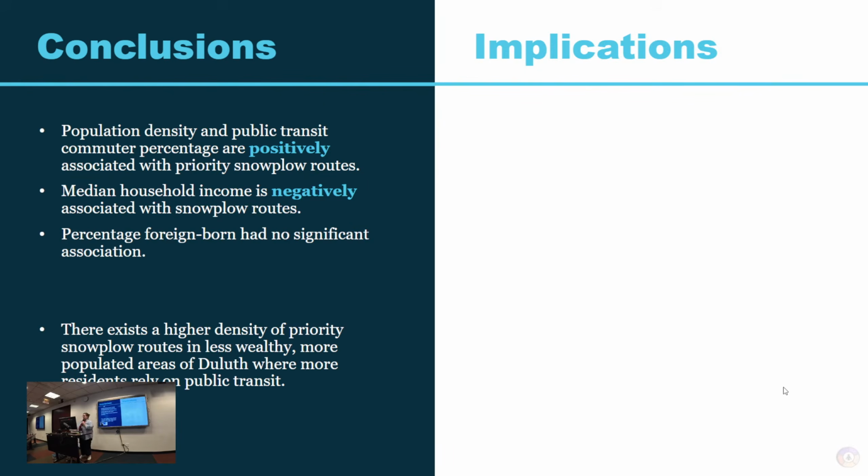So finally, what can we conclude from those maps and this regression analysis? Firstly, that population density and public transit commuter percentage are positively associated with priority snowplow routes. And then median household income has a negative relationship to the density of priority snowplow routes as well. Surprisingly, the percentage of foreign-born residents had really no significant association with the snowplow routes, which counters the conclusion made by Levine, which is popping up here.